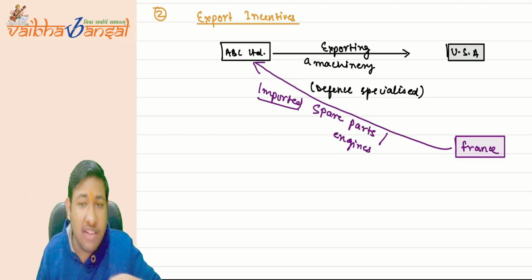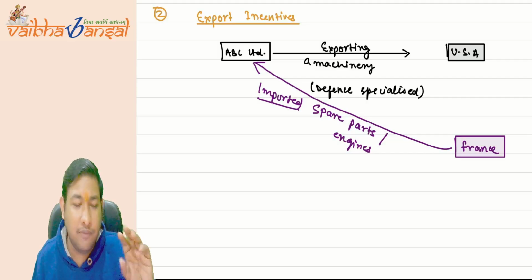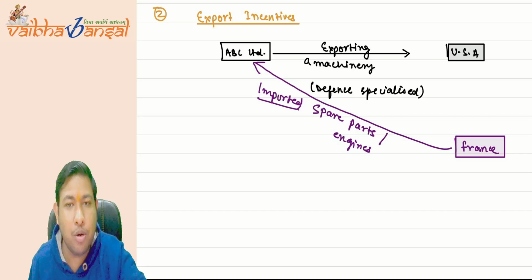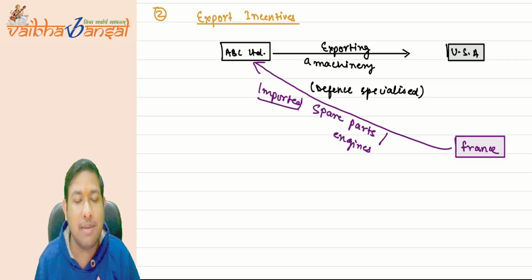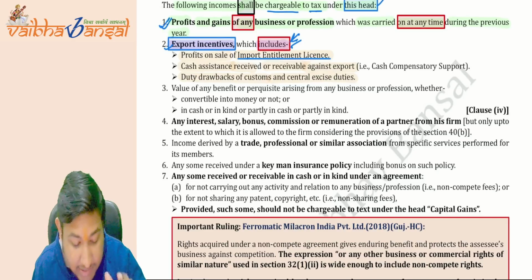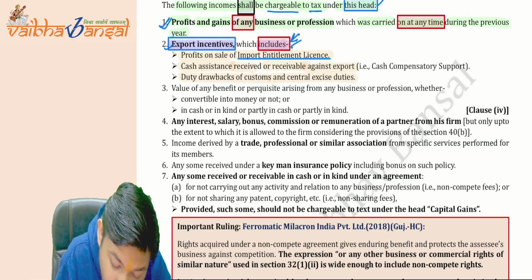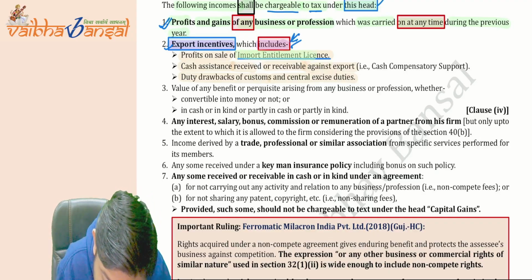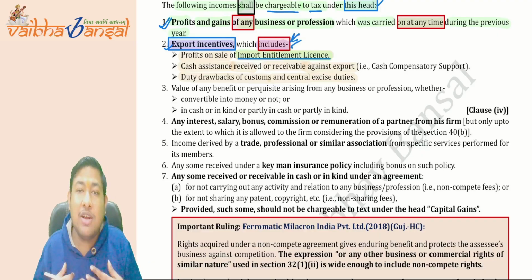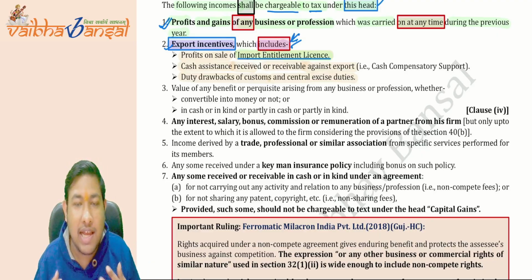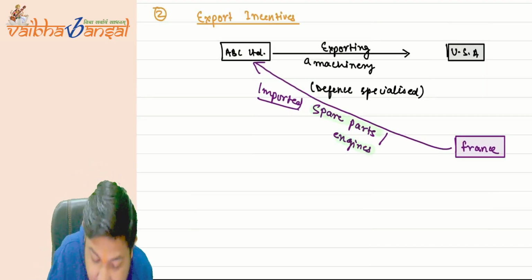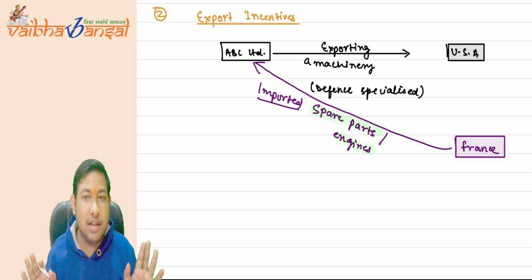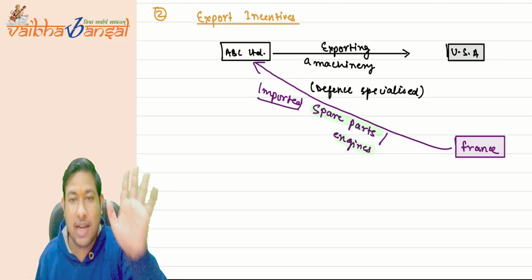So to export something, we get some import incentives. To import our spare parts or the engine, we get some import incentives. That is what is written: import entitlement license. As of now, just read this much: import entitlement license. That I got a license from the government of India to import that spare part or the engines from France. This is the import entitlement license.